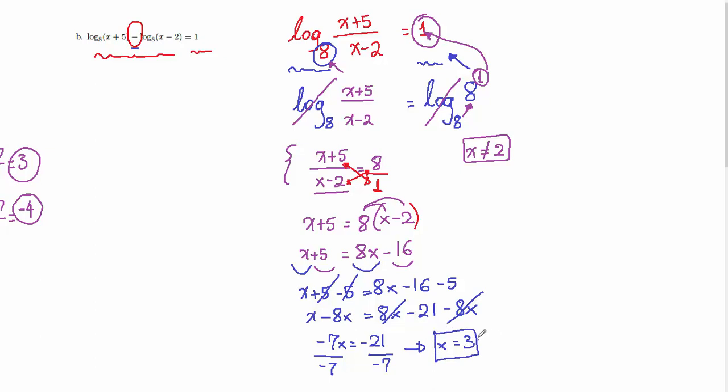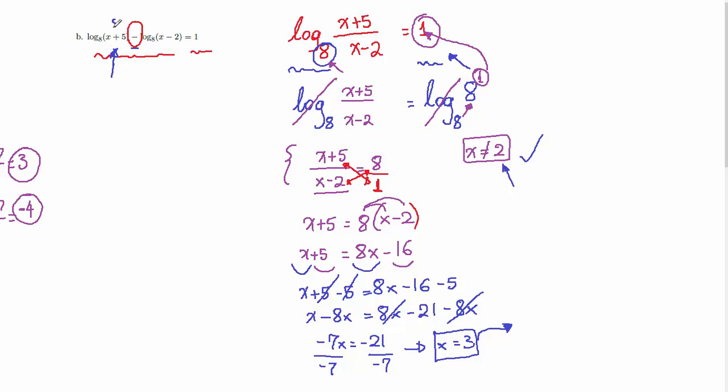Okay, so that's now a candidate. It's a possible solution for my equation, but I'm not done yet. This is not necessarily the solution. The first thing that I need to do is to check that x is different than 2. And since x is 3, which is different than 2, I'm fine. The next step is that I need to go to the initial equation and I need to plug in the number 3 inside my logs.